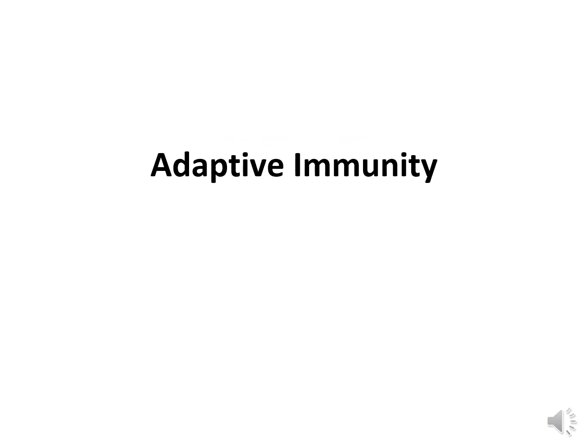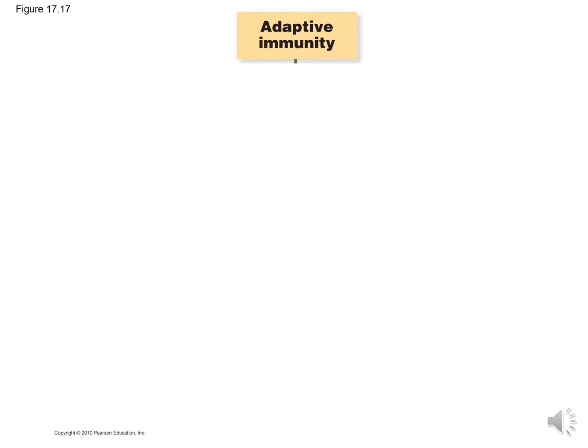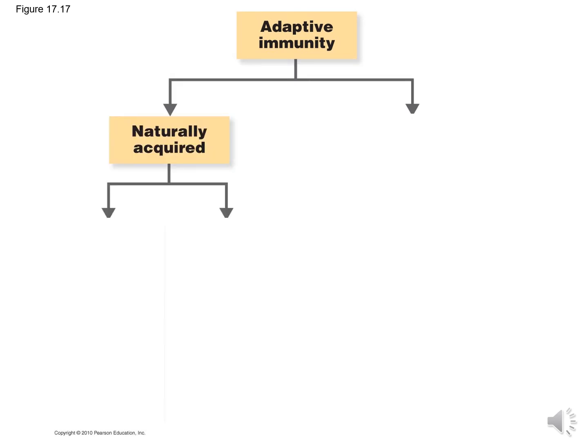Adaptive immunity. Adaptive immunity is where a person develops the ability to be immune to a particular disease. And there are 4 types of adaptive immunity. Understanding adaptive immunity, you have to understand the 4 different terms that are involved in the definition. And the first 2 sets of terms are naturally acquired adaptive immunity and artificially acquired adaptive immunity.